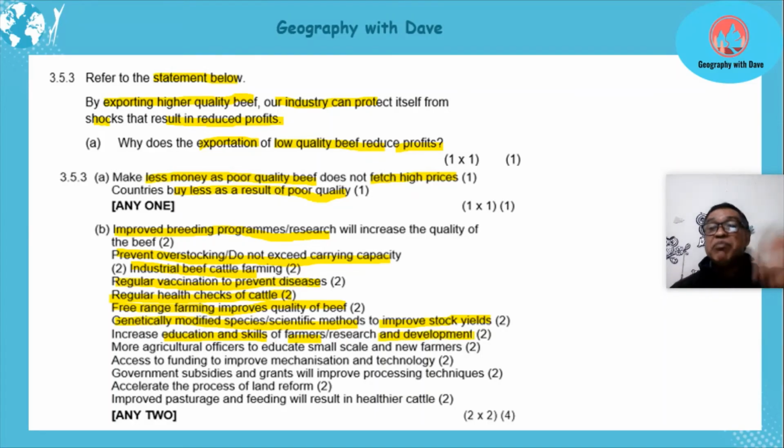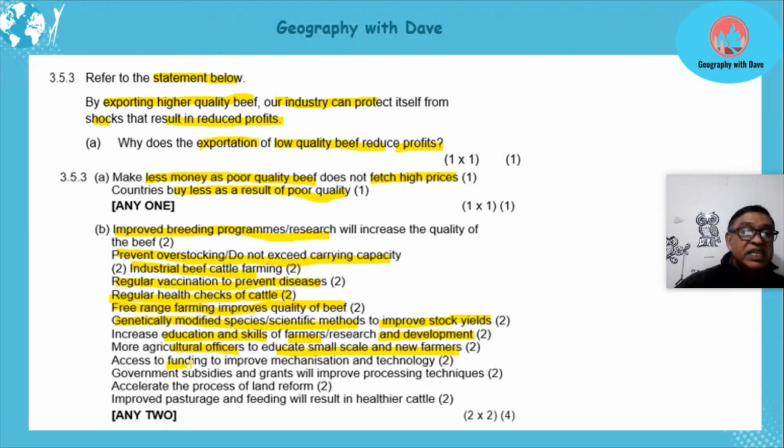So when you teach them more skills, they'll be able to implement better methods on the farm, less cattle dying, better quality cattle. More agricultural officers to educate small scale farmers, who are farming on a smaller scale for commercial basis. Send advisors like agricultural officers that will go there and advise them: listen, this is what you can do to improve your production.